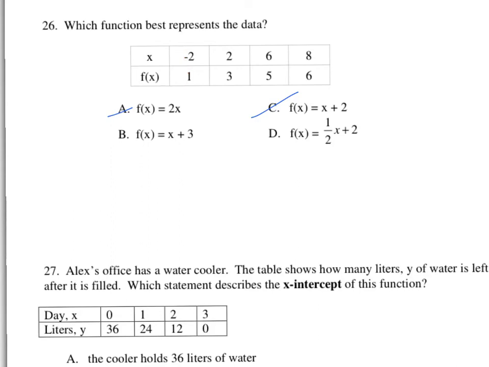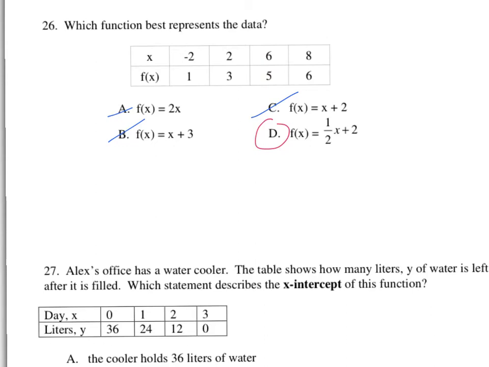So now we're just going to take another point and see if it works. So let's just take 6, 5. So I'm going to take the 6 and plug it in here. 6 plus 3 is 9, not 5. So B does not work. Then we'll take that same point and plug it in here, so the 6 for x. 1/2 of 6 is 3. 3 plus 2 is 5. So our output is 5. That works there. And you should check all of the points to make sure that that's true.